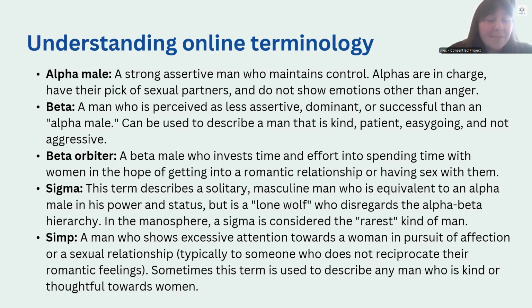A simp is a man who shows excessive attention towards a woman in pursuit of affection or a sexual relationship. And typically this might be used in the case where the woman doesn't reciprocate their romantic feelings. So they're chasing after someone who's not interested in them and doing lots of favors and being nice to them in the hopes that they can get out of the friend zone or whatever it is. So sometimes this term, as well as beta, is used to describe any man who's maybe kind or thoughtful towards women.